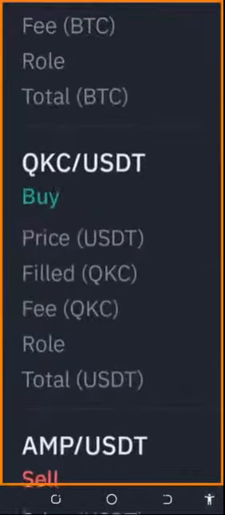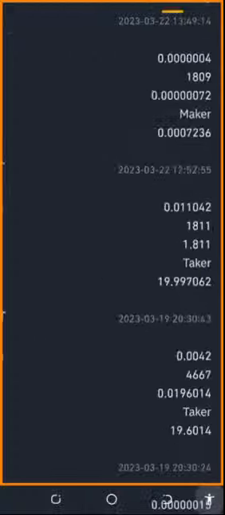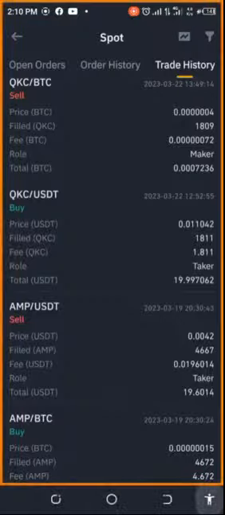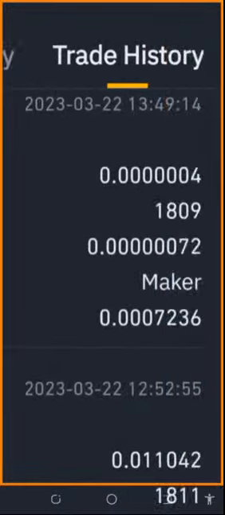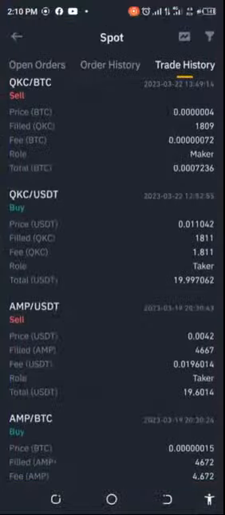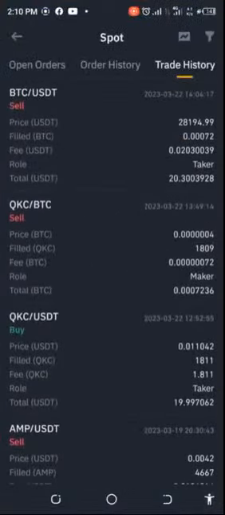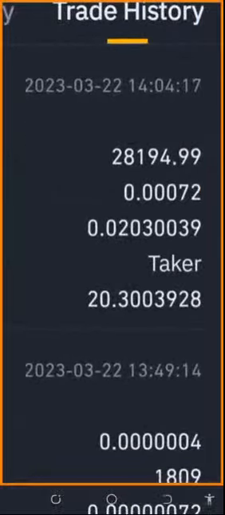So if we look at this, we started out with 19.997, almost $20. It's really very tiny, so let's just say 19.99 or just say $20. That's the best way to look at it. Then after that, we sold that amount to BTC and we got 1809. Then we sold our BTC, and we actually got 20.30.